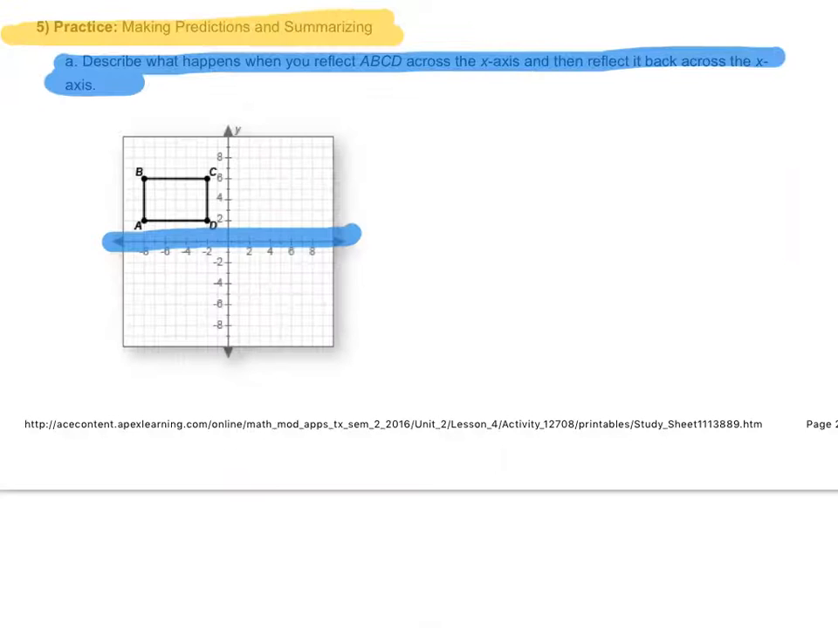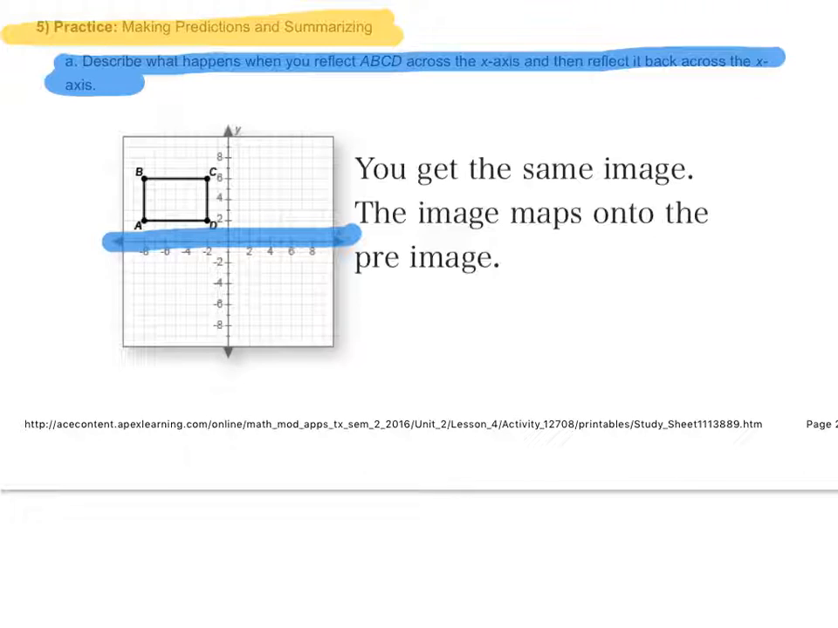Okay, this next part, practice 5, says making predictions and summarizing. A says describe what happens when you reflect ABCD across the x-axis and then reflect it back across the x-axis. If the x-axis is highlighted in blue and you take that rectangle and flip it across the x-axis and then flip it right back, what you should have is just the same image. It's just going to map right on top of itself. So the image maps onto the pre-image, and that's written for you right there.